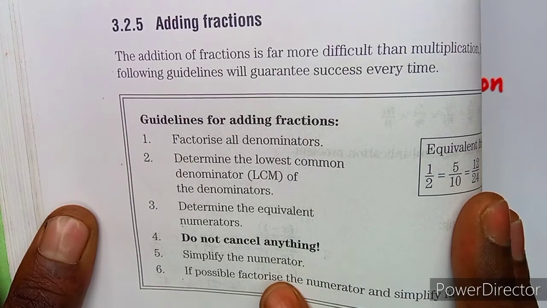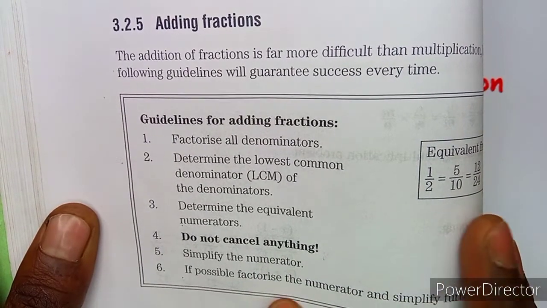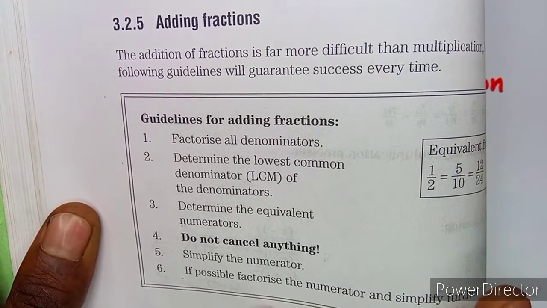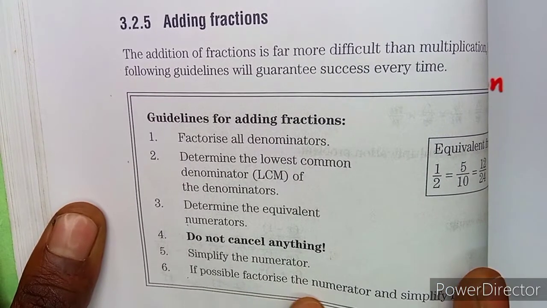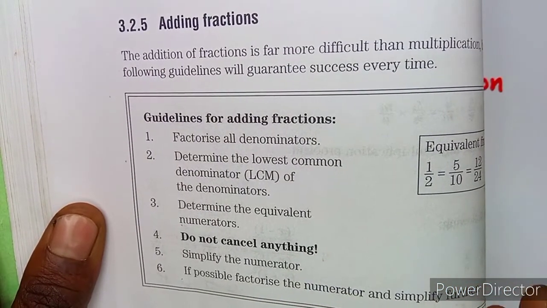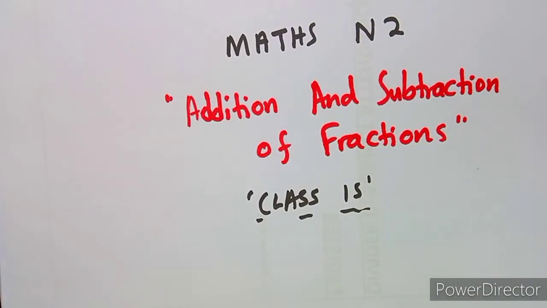Then simplify the numerator if possible. Take note of the last point: if possible, factorize the numerator and simplify further. That is on a condition where it is possible for you to do the factorization. You can do that. So these are the steps that you're going to focus on in this class.